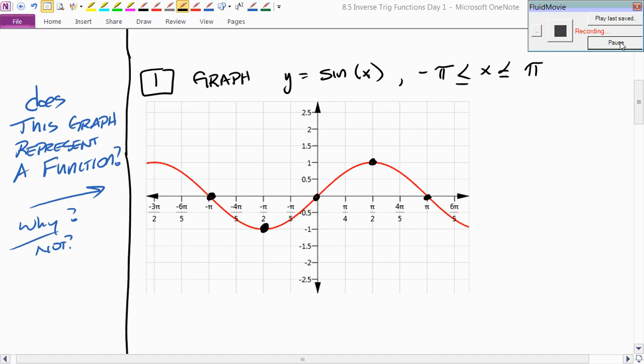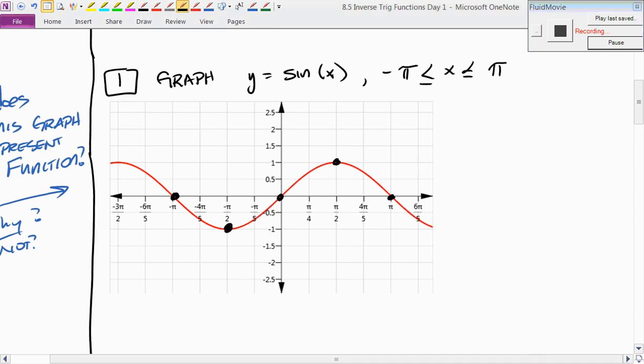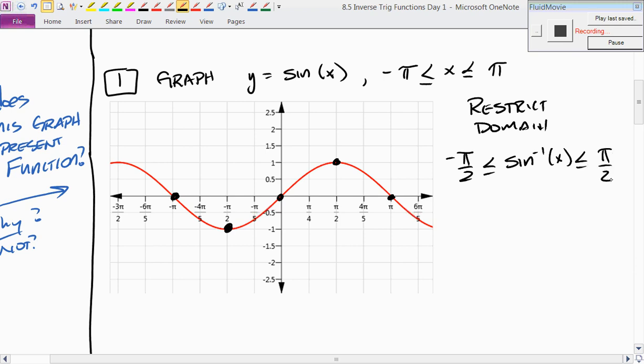So mathematicians sat around a long time ago and said, well, what are we going to do? Let's just restrict our domain so that it does pass the horizontal line test. So here's what they do. The first thing we do is restrict the domain for sine of x in between these two values: negative pi over 2 less than or equal to sine inverse of x, less than or equal to pi over 2. Now all of a sudden we can talk about it if we restrict our domain.